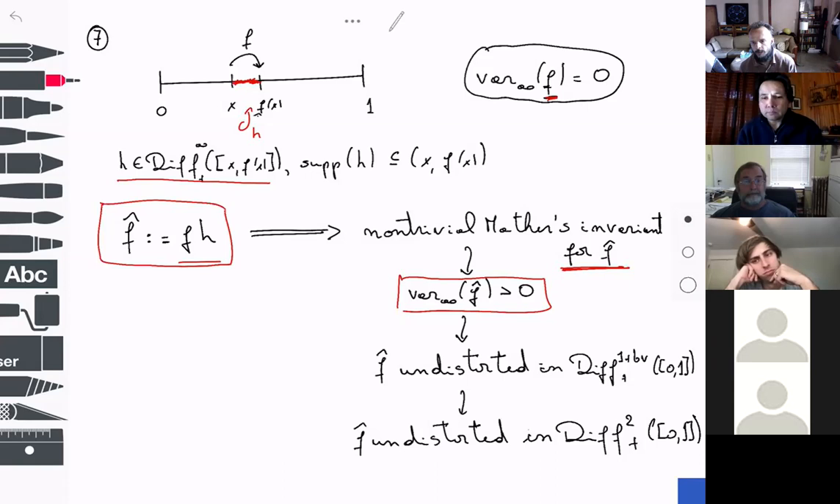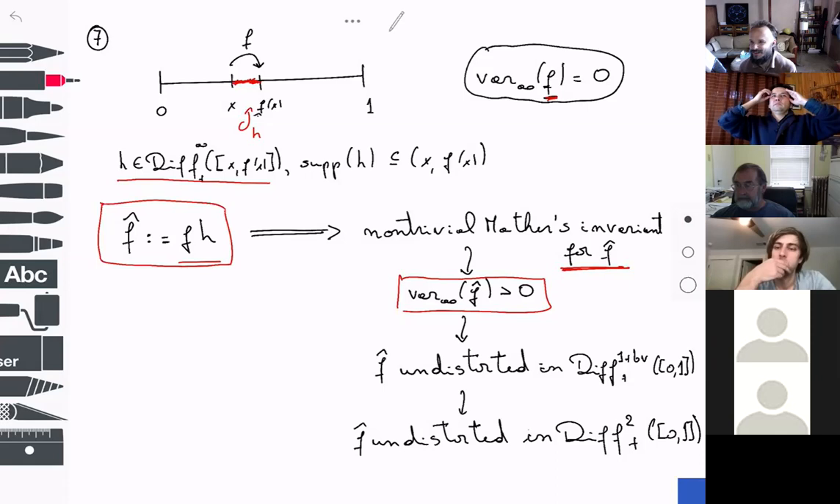But it is a general question: if you have a manifold with a closed submanifold, and you have a diffeomorphism of the submanifold that's undistorted in the submanifold, does it become distorted in the manifold? This is kind of a general question, but I'm going off on a tangent.